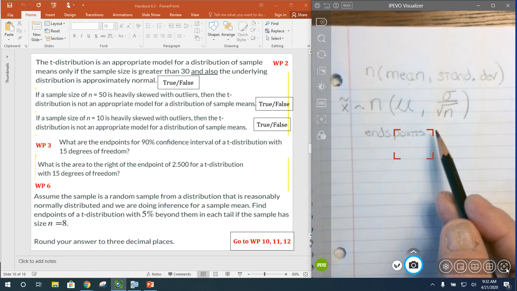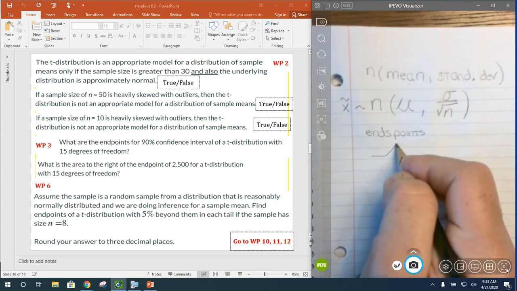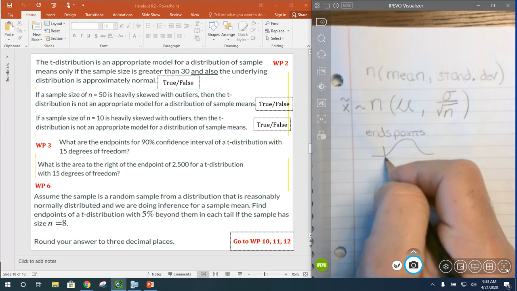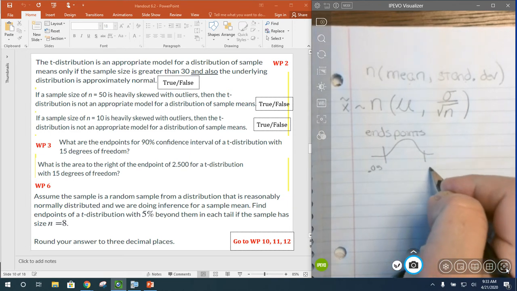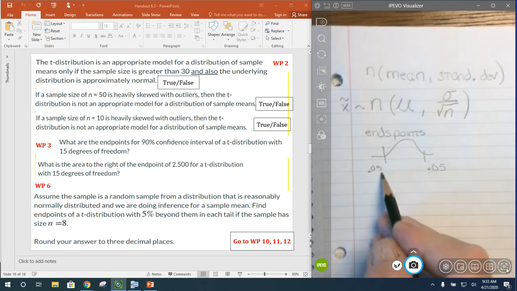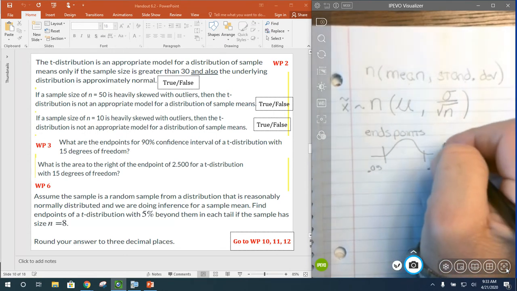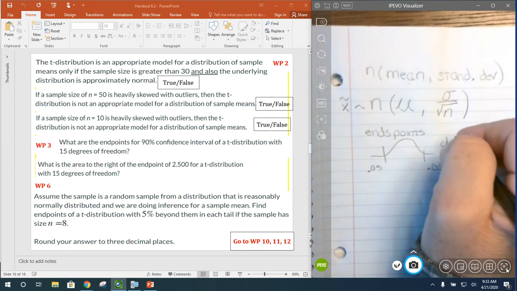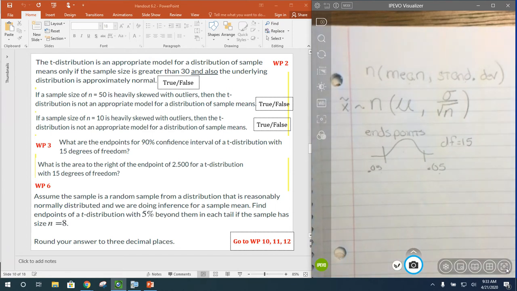So I want these endpoints and I'm dealing with a 90 percentile, which means on each side, I'm going to have 0.05 on this side, and on this side, I'm also going to have 0.05. Because 5% here and 5% there is 10%, which leaves me 90% in the middle for the distribution. My degrees of freedom are already given to me to be 15. So I'm going to want to go to my calculator.